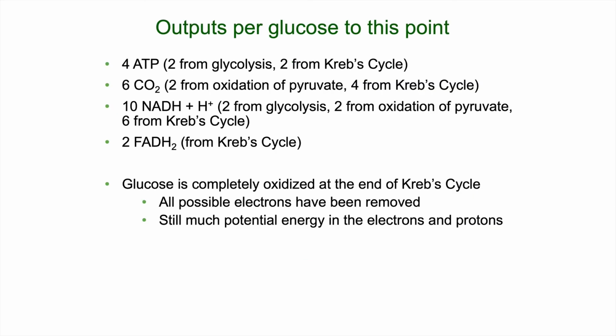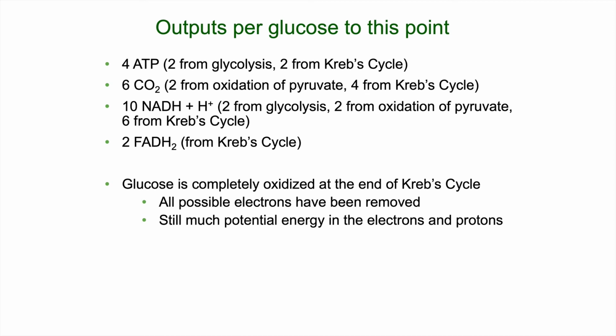So if I stopped right now, I've only gotten 4 ATP: 2 from glycolysis, 2 from the Krebs. And I spent 2 of those to get into the mitochondria, so I really only have 2 ATP. I've released 6 CO2s, 2 from the oxidation of pyruvate, 4 from the Krebs cycle. So all the carbons that were part of the glucose molecule have now been lost as CO2.